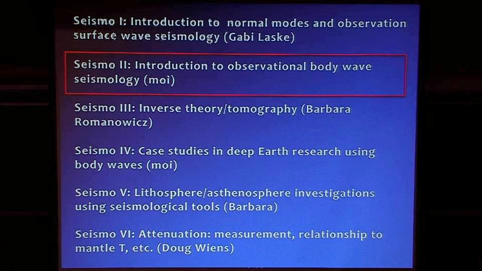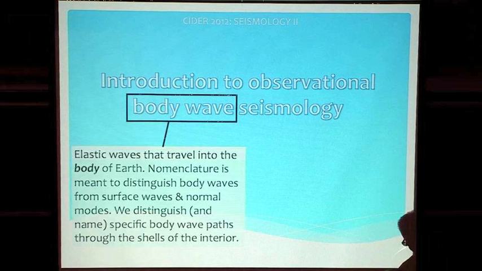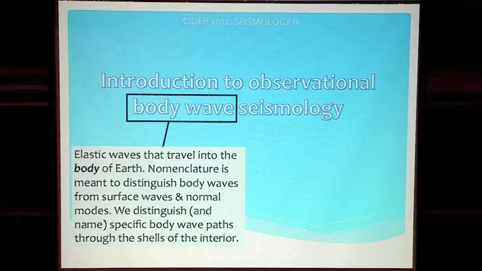I wanted to do a little bit of an anatomy of what I took on as my task here. Body waves come out of solution to the wave equation. These travel into the body of the Earth. This contrasts with Gabby's description of normal modes of the body vibrating. These make up these things, as well as surface waves that are due to contrasts in properties. The Earth's surface is a big one.